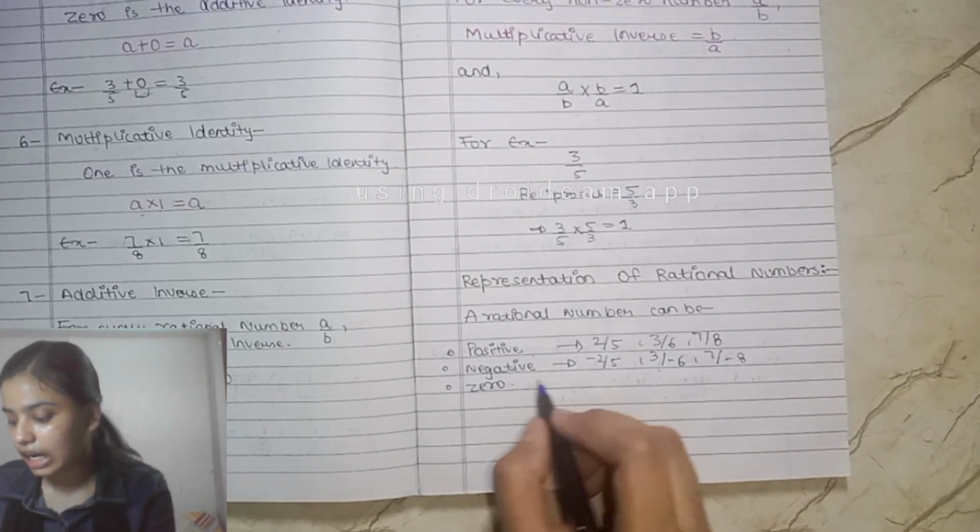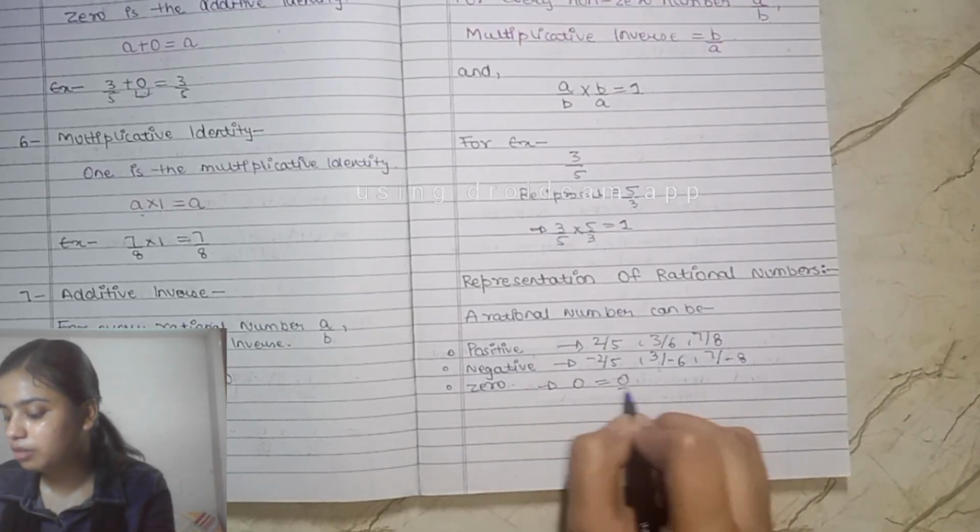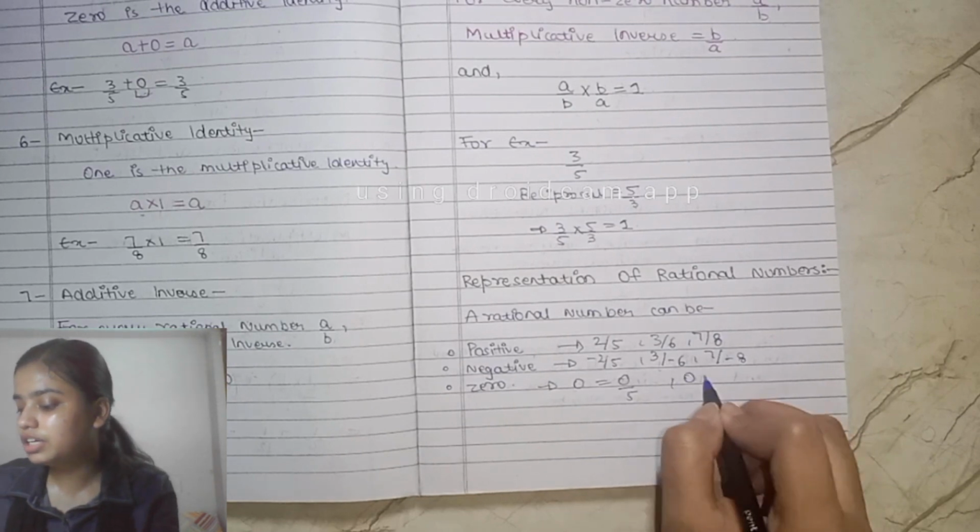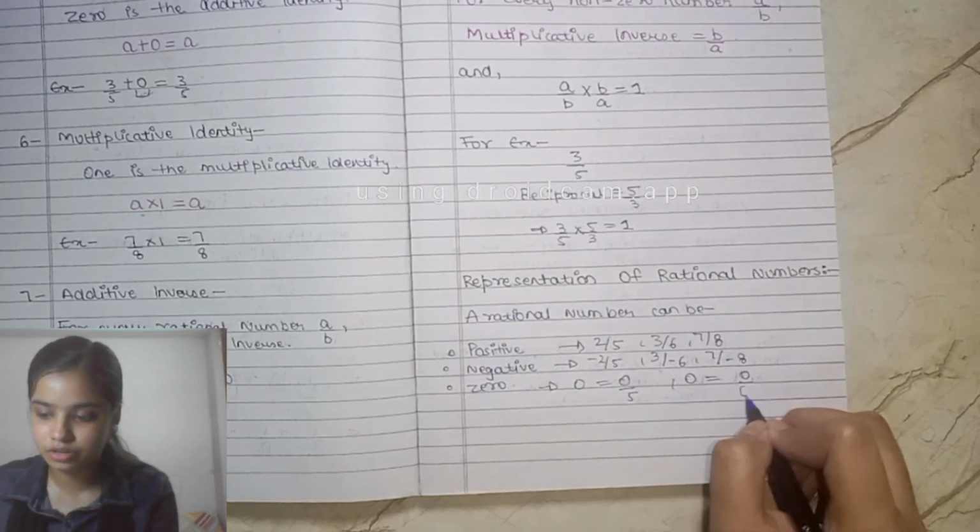And 0 we have already explained: 0 is equal to, we can write, 0 upon 5, or 0 is equal to 0 upon 6, etc. Okay.